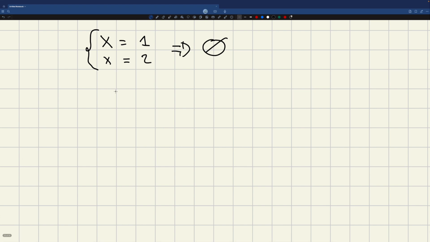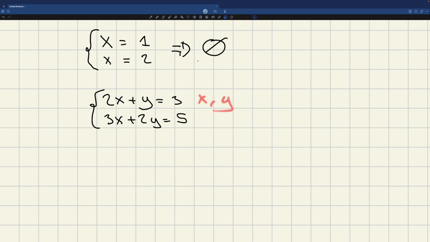Okay, so that's basic simultaneous equations. Now let's have a look at examples of questions with simultaneous equations. So then 3x plus 2y is equal to 5. So simultaneous equation. There. 2x plus y is equal to 3. 3x plus 2y is equal to 5. These two are both true at the same time. So, how do we figure out the values of x and y?